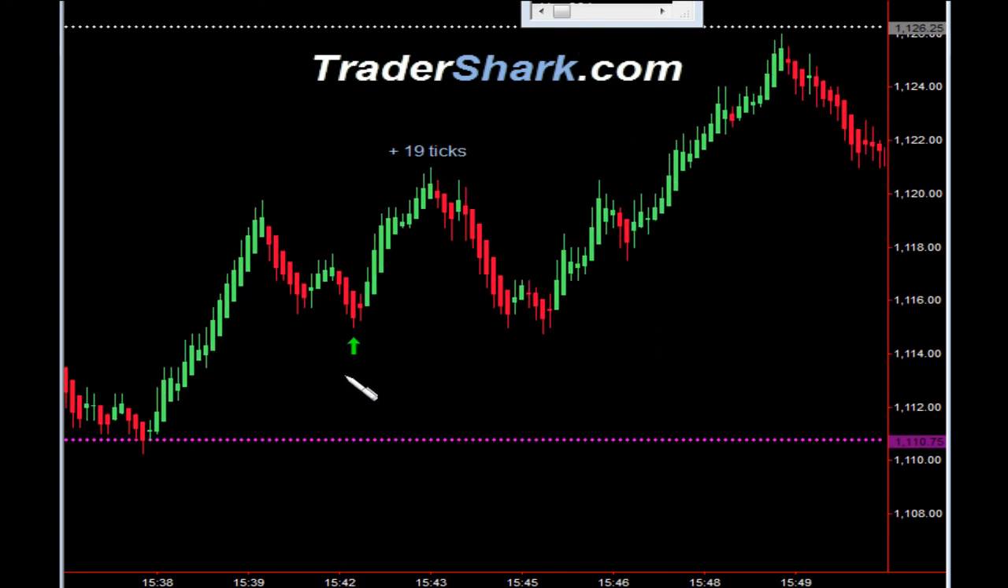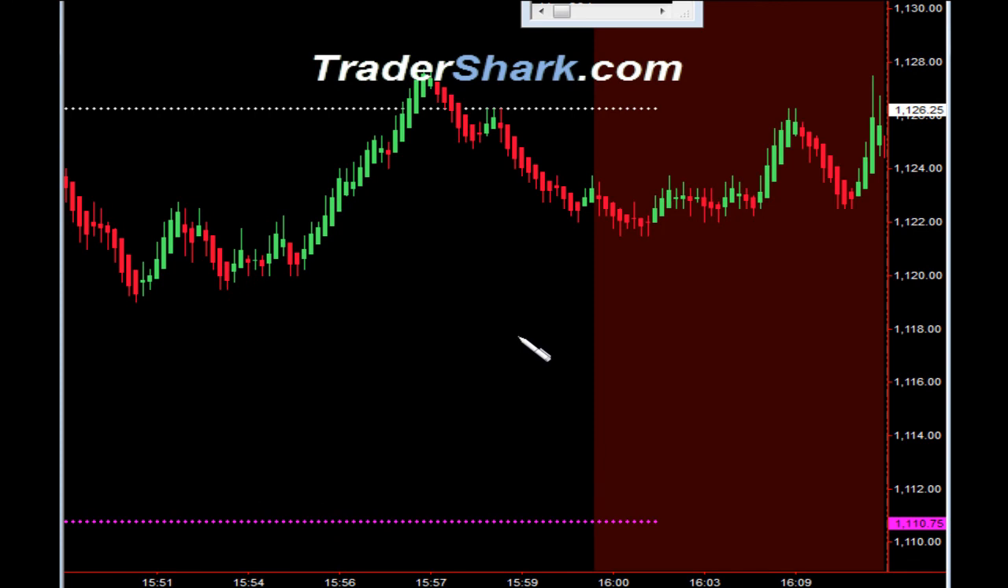Then right there at about 3:42, we had an opportunity to get long. Target 1 and target 2 were hit for a total of 19 ES ticks. And that was pretty much done for the day.